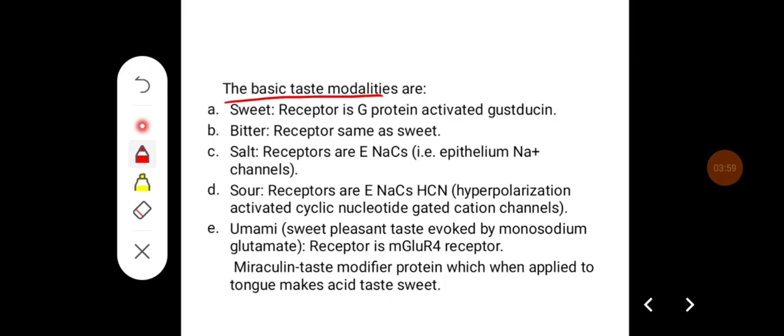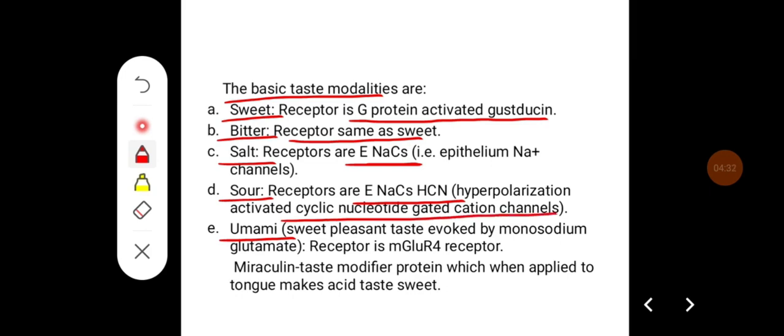The basic taste modalities are sweet, bitter, salt, sour, and umami. The receptors for sweet are G protein activated gustducin, and for bitter, they are the same receptors as those of sweet. The salt receptors are epithelial sodium channels, and for sour, they are also epithelial sodium channels of HCN type. Here, the hyperpolarization is activated by cyclic nucleotide gated cation channels.